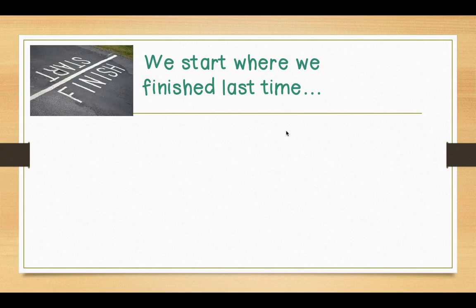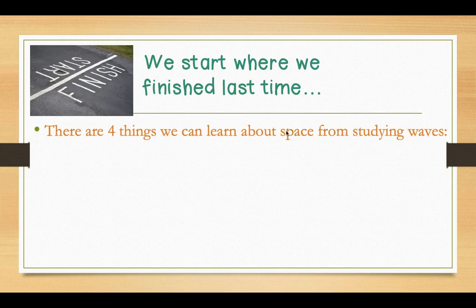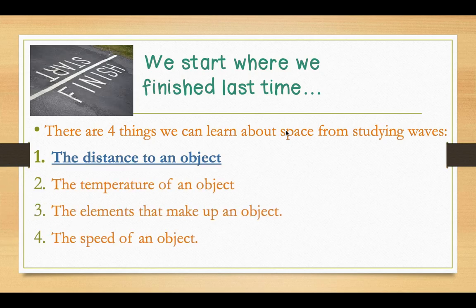Okay, so let's do a quick think about where we finished last time and where we're going today. There are four things that we as scientists feel we can learn from space from studying waves: the distance to an object, the temperature of an object, the elements that make up an object, and the speed of an object. And again, I don't know why I put them in this order, because we've already done number 2 and 3.